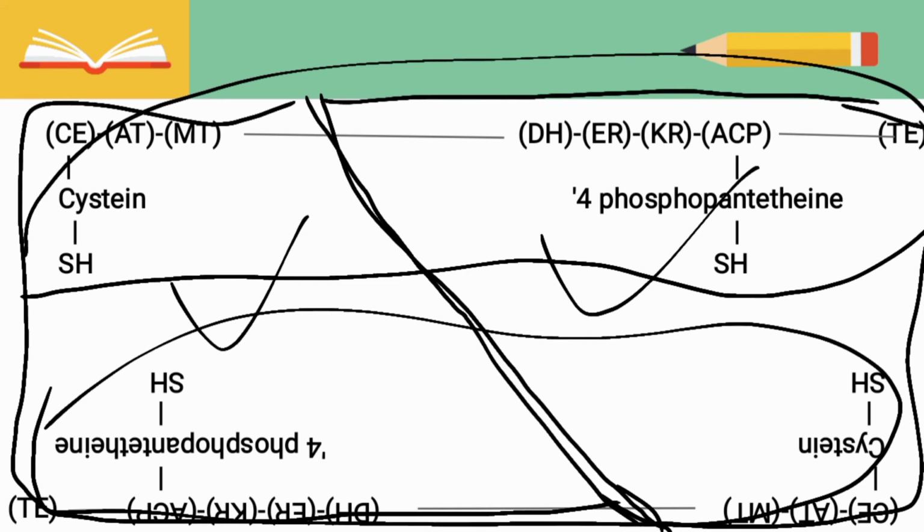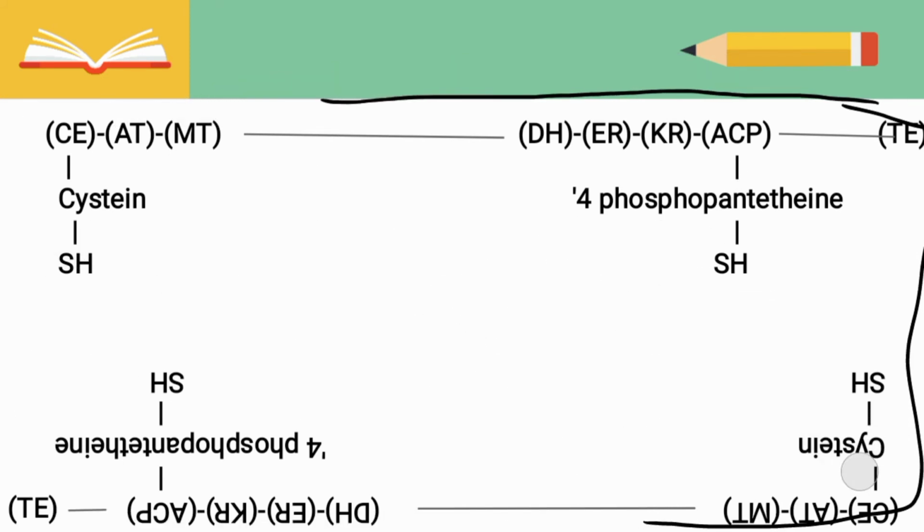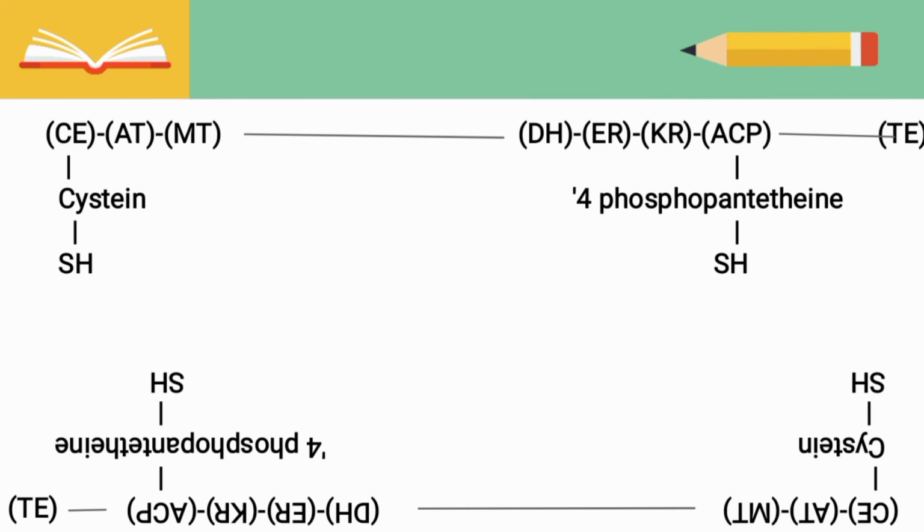One monomer cannot perform the function of synthesizing a fatty acid. You must have two monomers to be able to synthesize a fatty acid, because the two monomers contribute to forming the functional units. So you have two functional units. Now this fatty acid synthase is coded for by just one gene. I have a mnemonic that can help us remember the names of these enzymes.